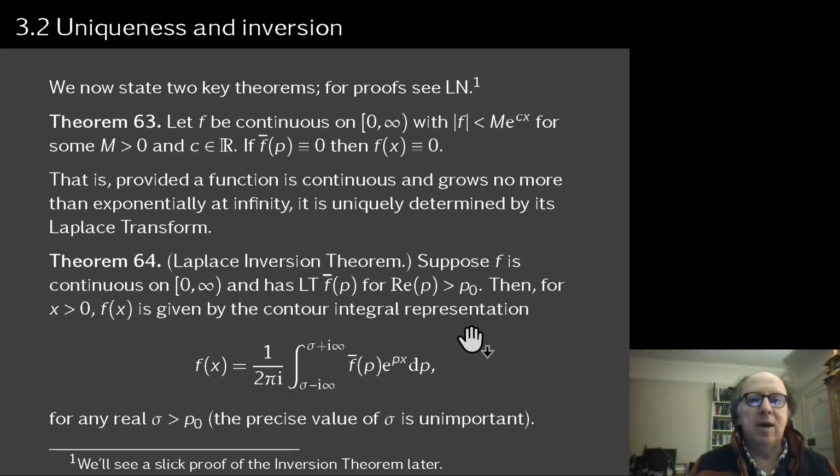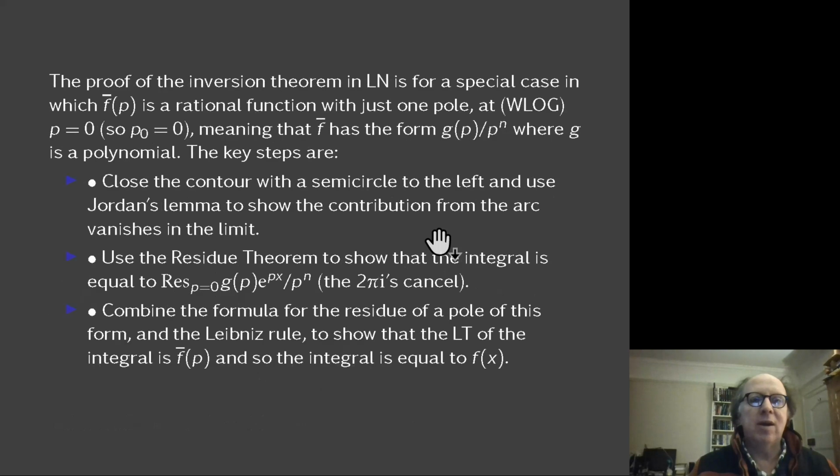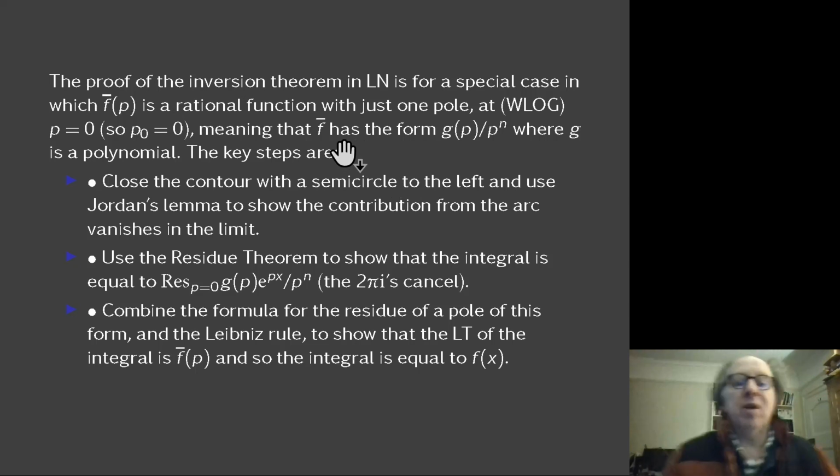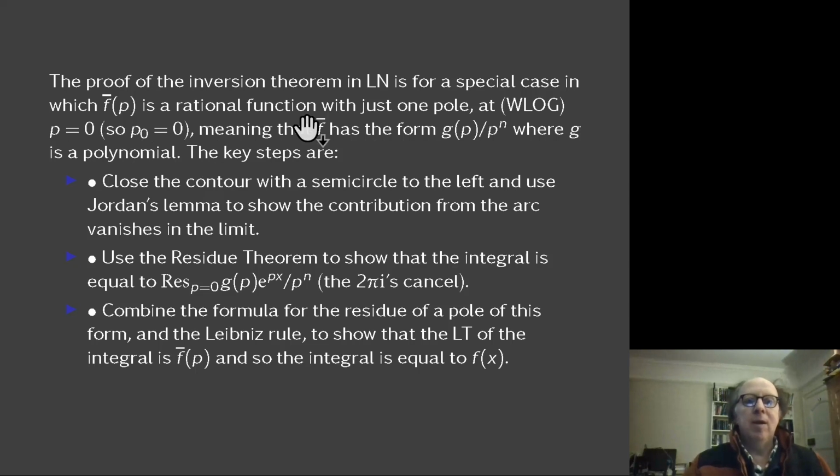I should have said, incidentally, that the proof of the uniqueness theorem is given in the lecture notes, and we're not going to look at that here. The proof of the inversion theorem is also given in the lecture notes for a very special case in which the f bar, the transform, is a rational function. It has to be a rational function, a ratio of two polynomials. The degree of the one on top has to be less than the degree of the one on the bottom, so we have decay at infinity.